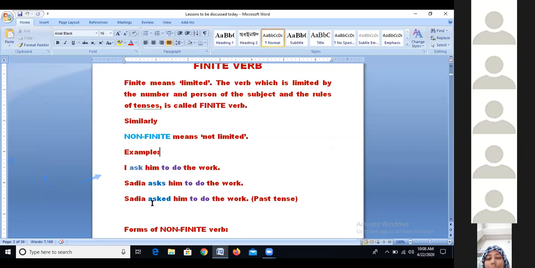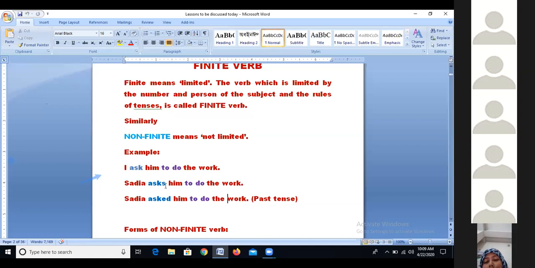And if you come to the third sentence, Sadia asked him to do the work, just look at this verb. So why does this verb change? Because this sentence belongs to past indefinite tense. As it is past indefinite tense, the verb becomes asked. Now look at the other verbs of these three sentences. In the first sentence, to do. In the second sentence, to do. In the third sentence, to do. So this verb does not change.